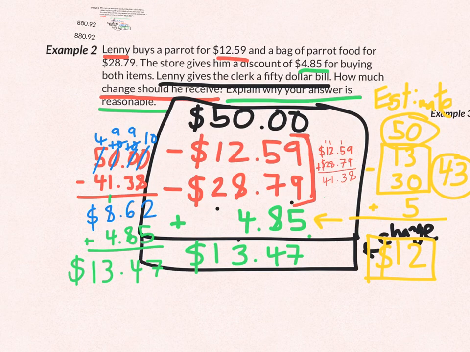And we can see that our solution is he gets $13.47 change, and that was very close to our estimate of $12. Yay! So it was a multi-step word problem, but by taking it one step at a time and making sure that we responded to each of the prompts here in the question, we were able to solve it.